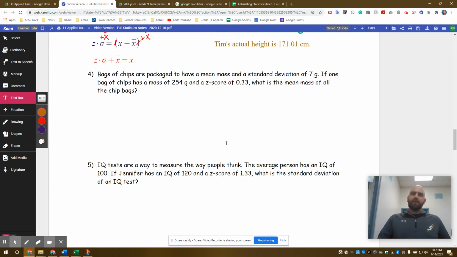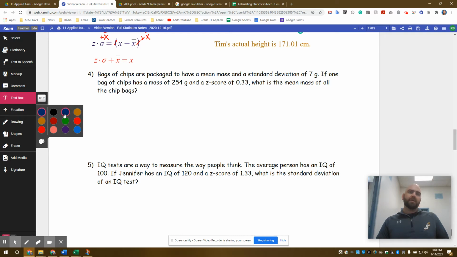So let's take a look at another one here. In this case, we're going to be trying to find the mean. We're told that bags of chips are packaged to have a mean mass and a standard deviation of 7 grams. So we know the standard deviation is 7 grams. We know that one bag of chips has a mass of 254 grams and a z-score of 0.33. So we have the standard deviation, the data point, and the z-score. What is the mean mass of all the bags of chips?